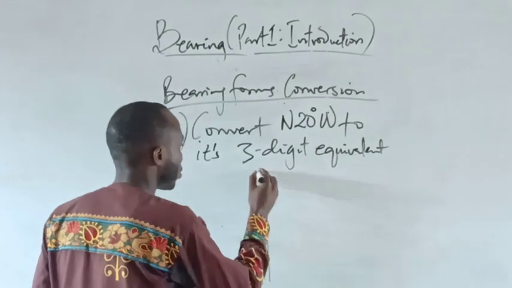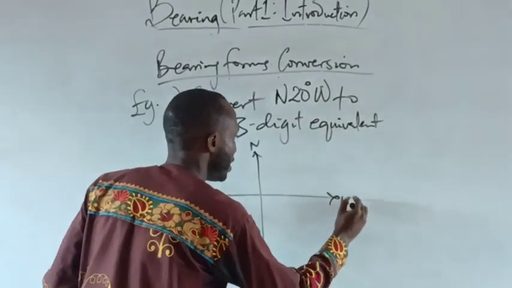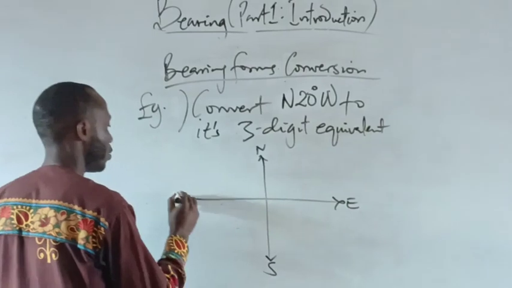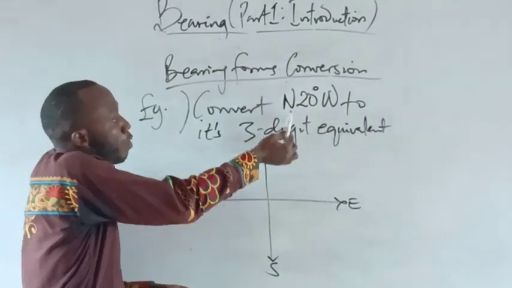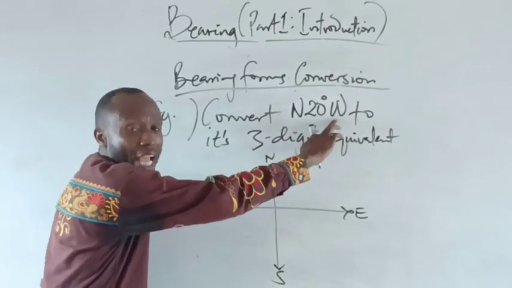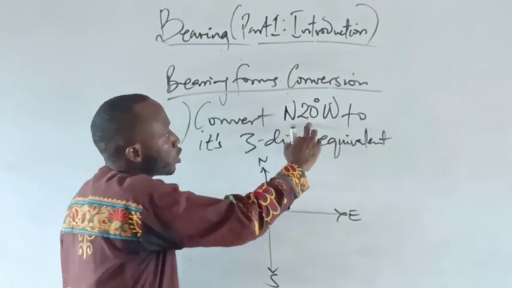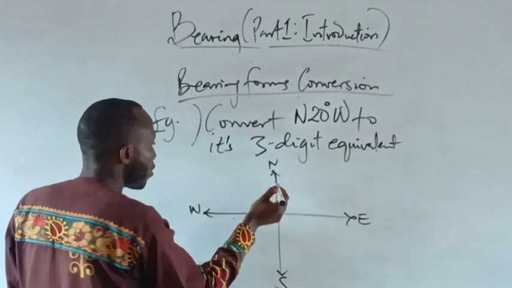Don't forget, this is my north, this is my east, south, and west. They said north 20 degrees. That means the angle is coming from the north, but it's heading towards the west. They said north 20 degrees west. So it's coming from the north. Watch.